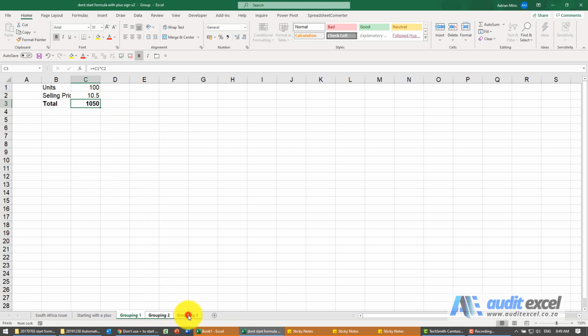I'm just going to group those again and do it properly now. I'm going to say equals that multiplied by that. Enter. Again, ungroup, always do it so you don't forget. And notice now these are correct. So try and avoid starting formulas with a plus sign.